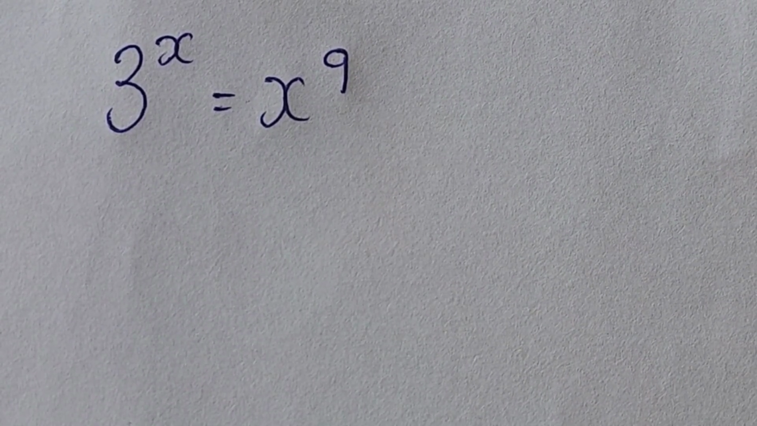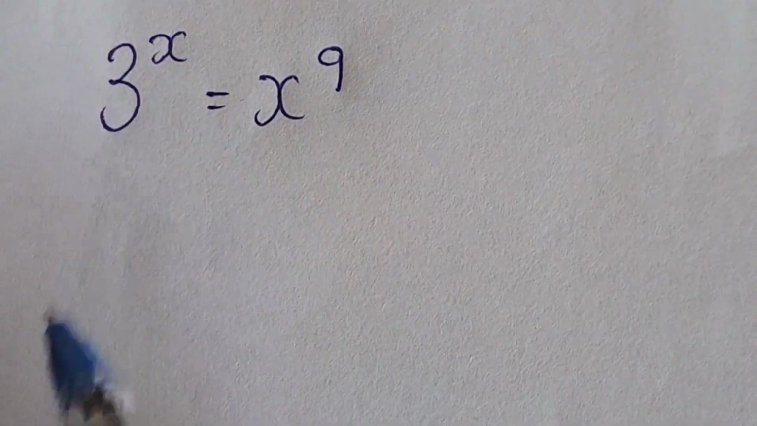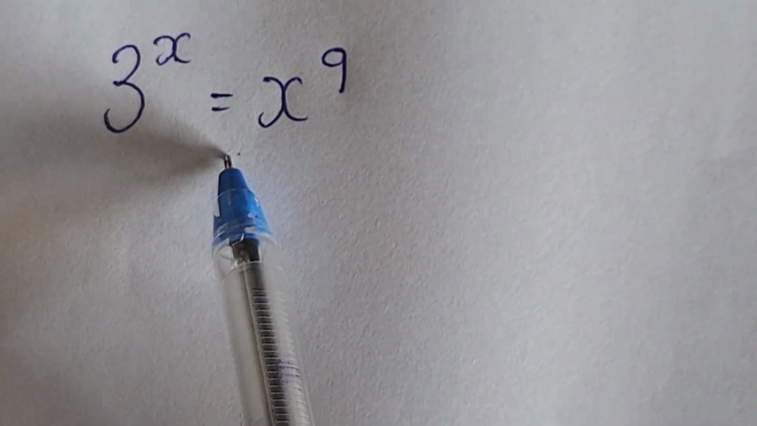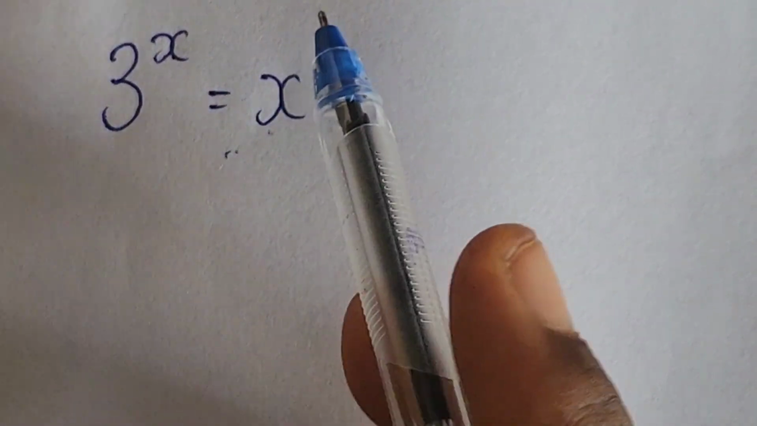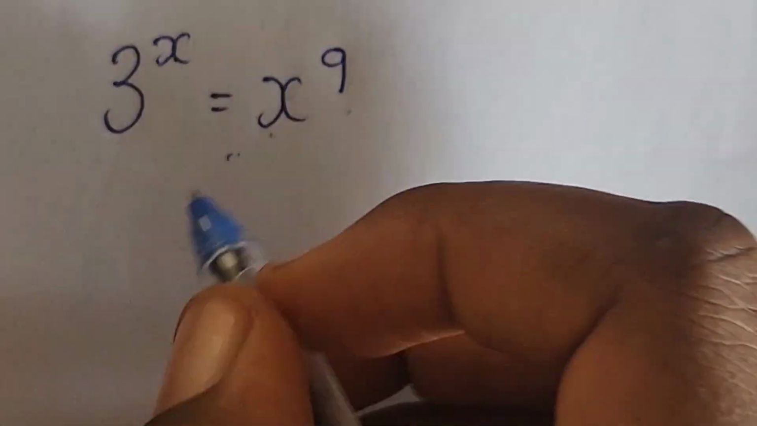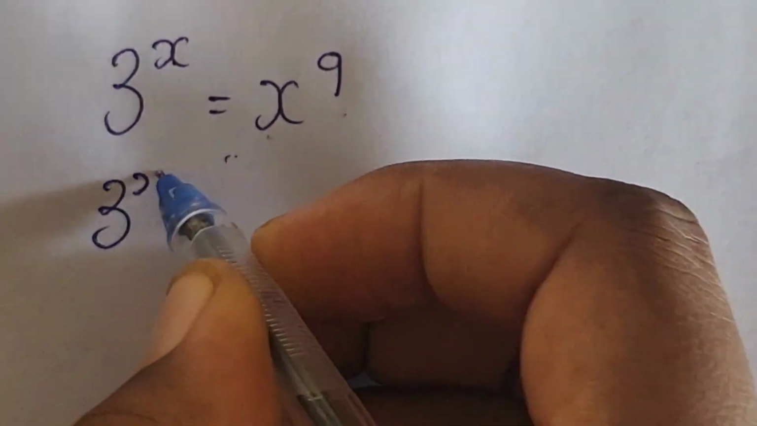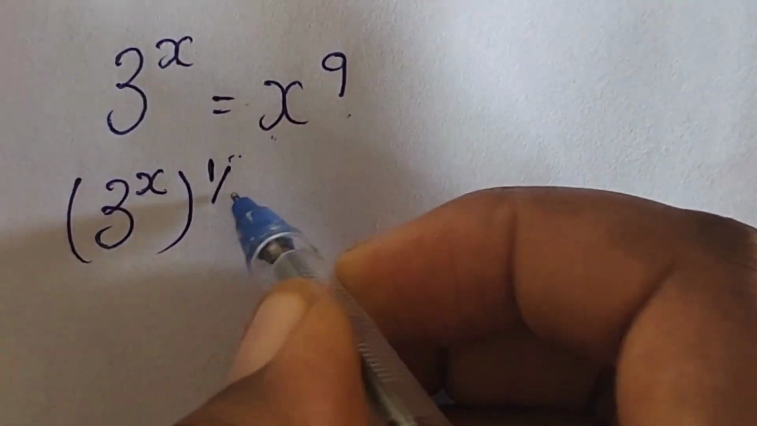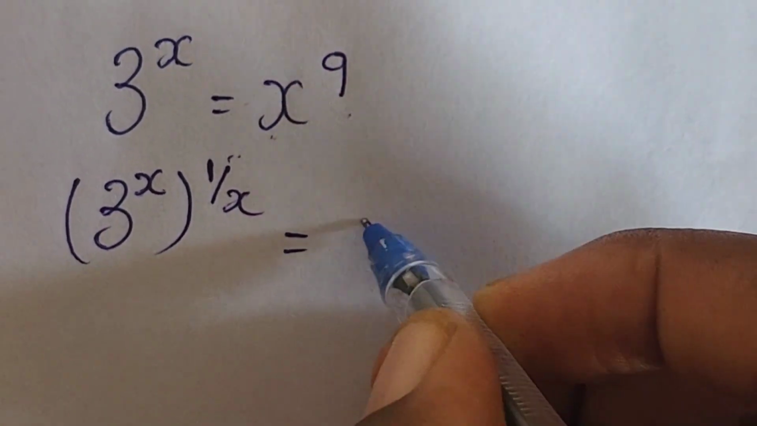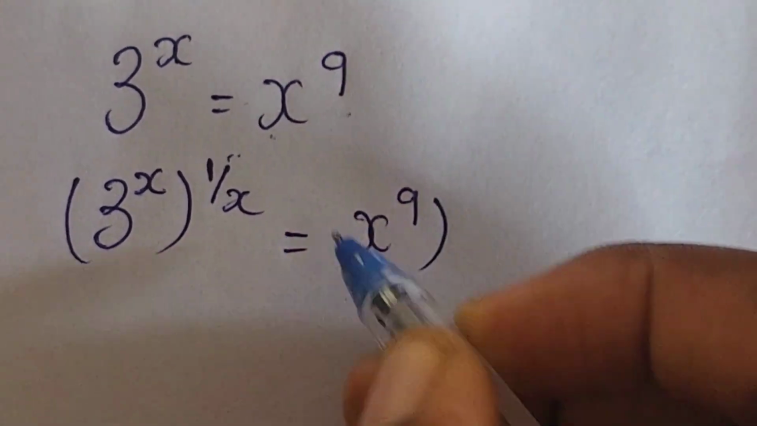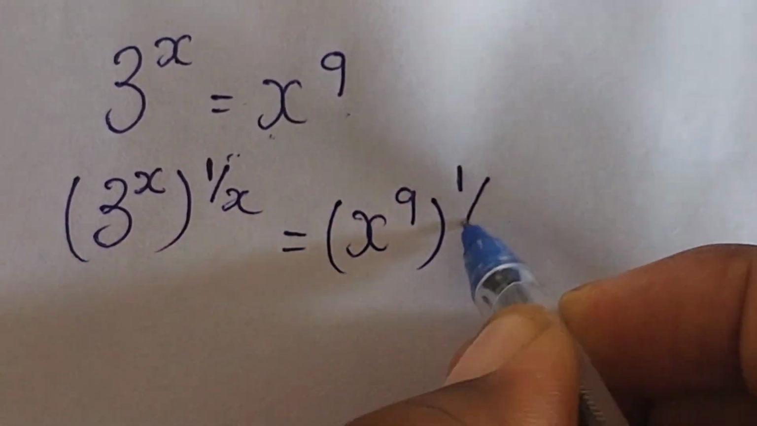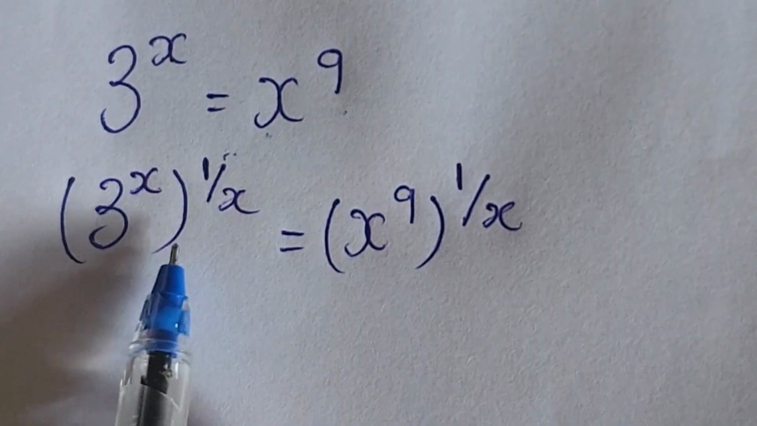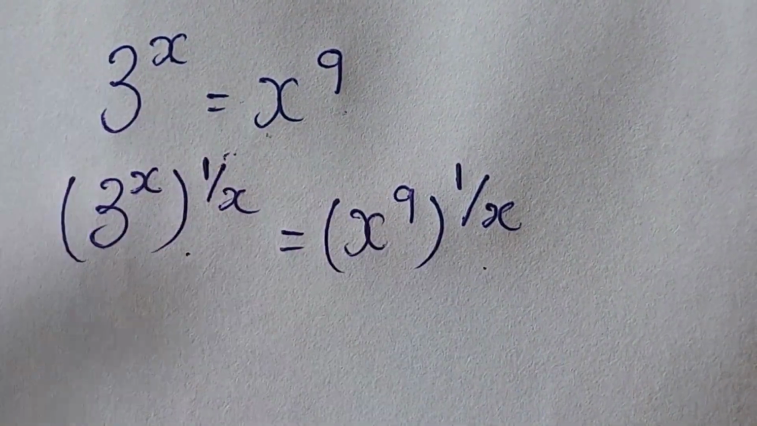So today we want to resolve this. We have 3 to the power of x to be equal to x to the power of 9. So for us to begin, let's multiply the powers. We have 3 to the power of x. Let's multiply the powers by 1 over x to be equal to x to the power of 9 further raised to the power of 1 over x. So whatever we do to the left, we do to the right as well.